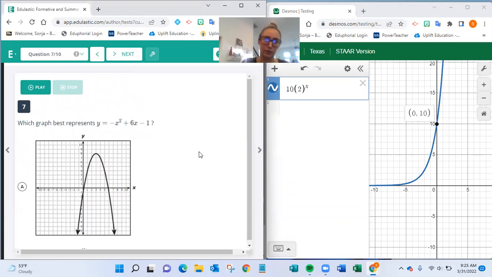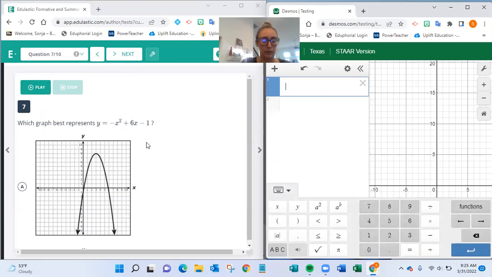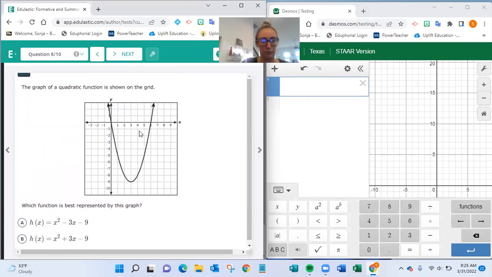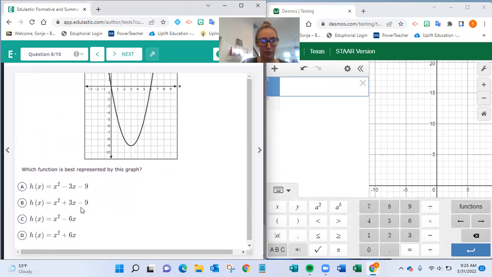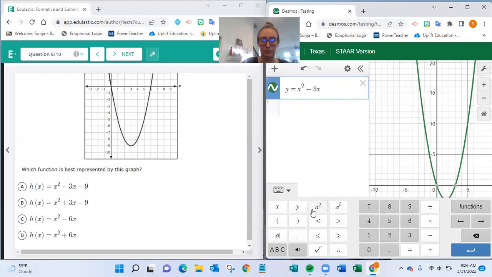I can do the same thing in reverse. I said the last one was my last one, but I lied. Where I'm going to, wait, nope, that's the same one. Here we are. This one we're given a graph and we need to figure out which equation matches it. So I'm actually going to type in all of the equations that they've listed. Instead of h of x, though, I'm going to put y so that Desmos can read it a little bit better.